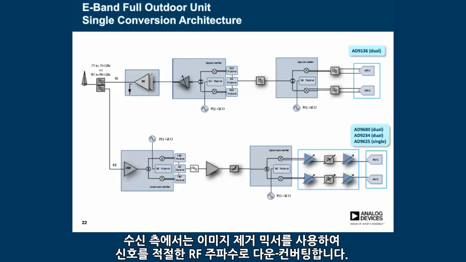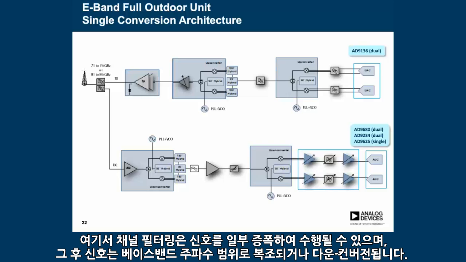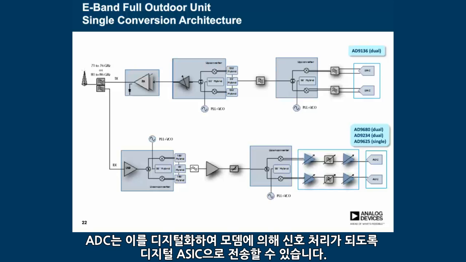On the receive side, an image reject mixer is used to downconvert the signal to an appropriate RF frequency, where channel filtering can be done along with some amplification of the signal, after which the signal is demodulated or downconverted to the baseband frequency range, where the ADCs can digitize it and send it to the digital ASIC for signal processing by the modem.